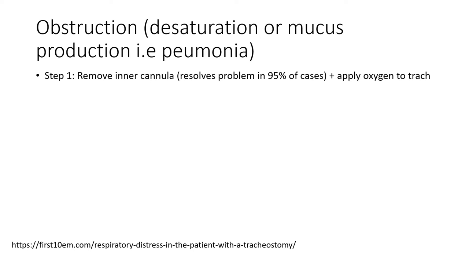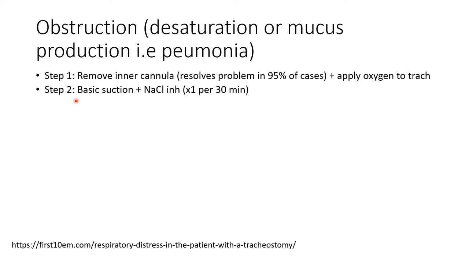So what do you do with this patient? Well, step one is to remove the inner cannula. Apparently this will solve the situation in a lot of, I wrote 95% of the cases, maybe not that much, but a lot of the cases will be resolved by just removing the inner cannula and applying oxygen to the trach.